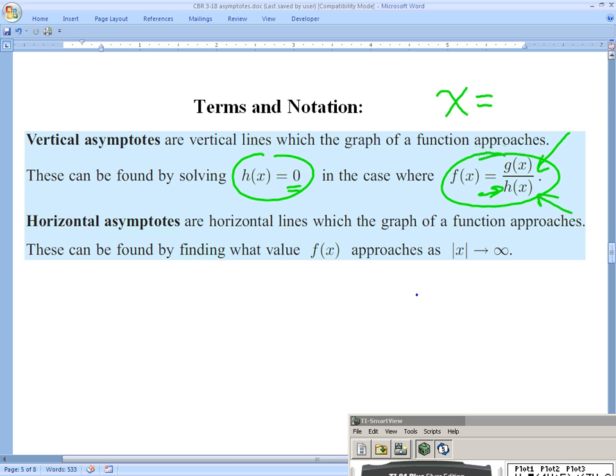For a horizontal asymptote, we get to look at the function as a whole, the entire f of x, and we take x values that approach infinity, or the absolute value of x values that approach infinity. So we're basically just making our x values very large and seeing what happens to our function as our x's get bigger by a lot. So let's take a look at some actual problems.